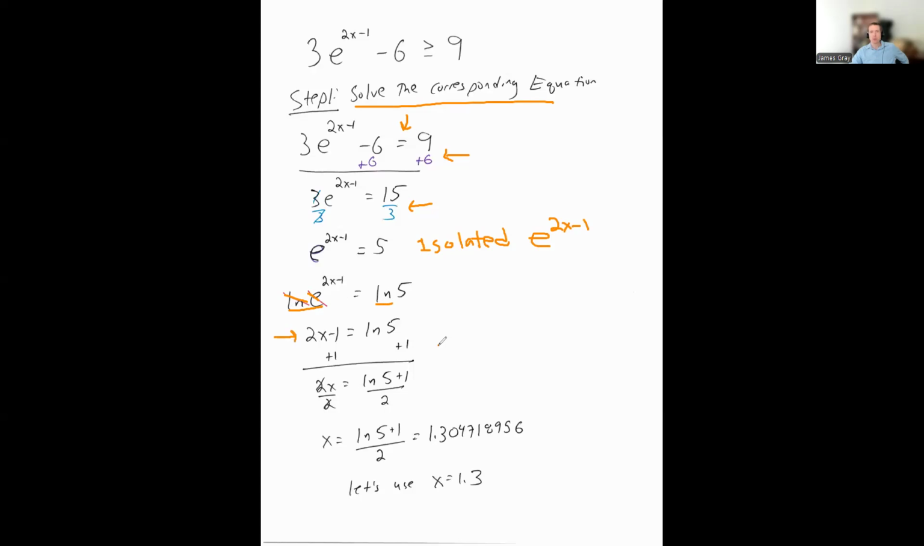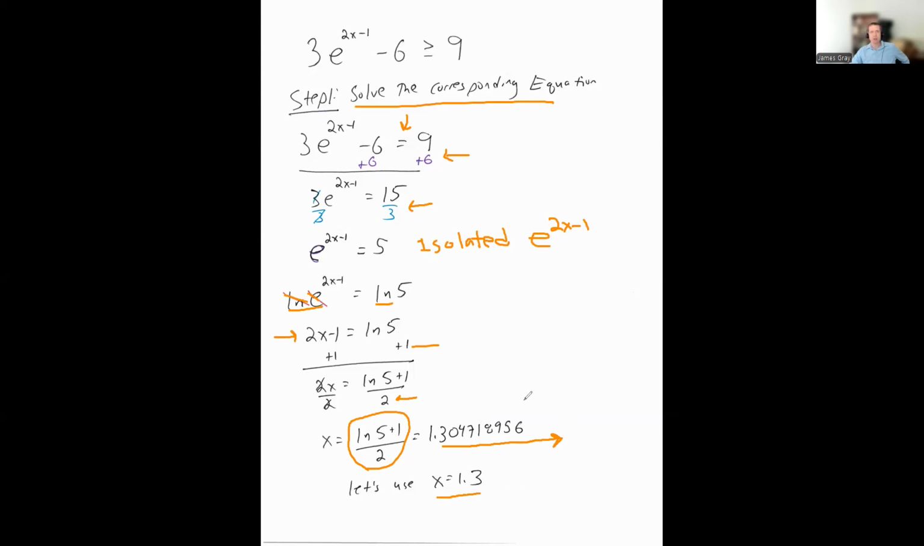From here, add 1 to both sides. From there, divide both sides by 2. We end up getting our solution here, which is the natural log of 5 plus 1 divided by 2. If I write this as a decimal, it's going to be 1.3047. It would go on forever if I had a calculator that allowed it. We don't need that level of accuracy for what we're doing. Letting x be equal to 1.3 is going to be fine.